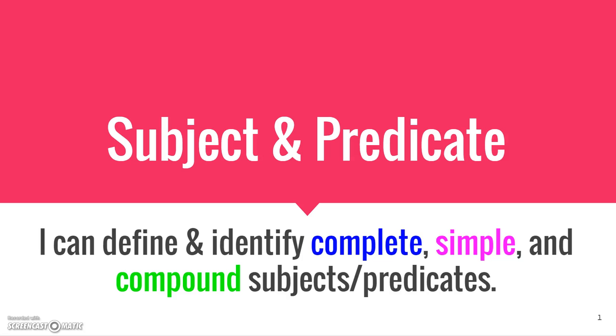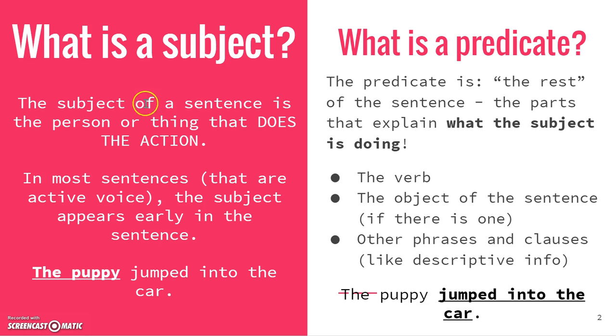Today we're going to talk about subject and predicate, or the two main parts of a sentence. By the end of the video, you should be able to define and identify what complete, simple, and compound subjects and predicates are. But first, a few definitions. The subject of a sentence is the person or thing that does the action.